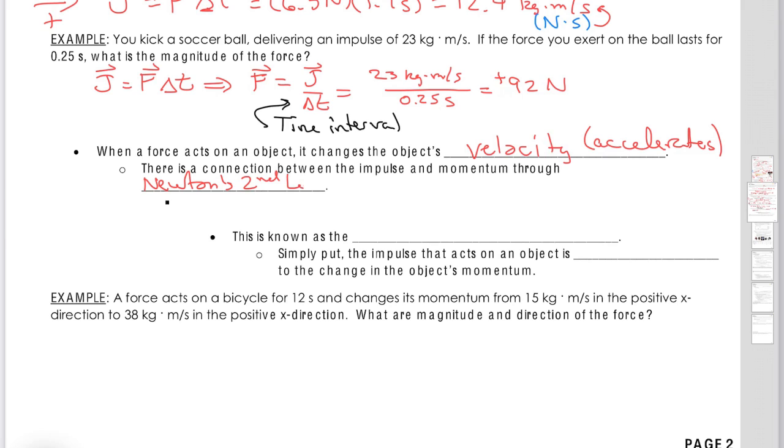We talked about earlier F equals ma. Here's the derivation. We've got F equals ma, that's Newton's second law. But remember, a is delta V over delta T. So we would say m times delta V over delta T.